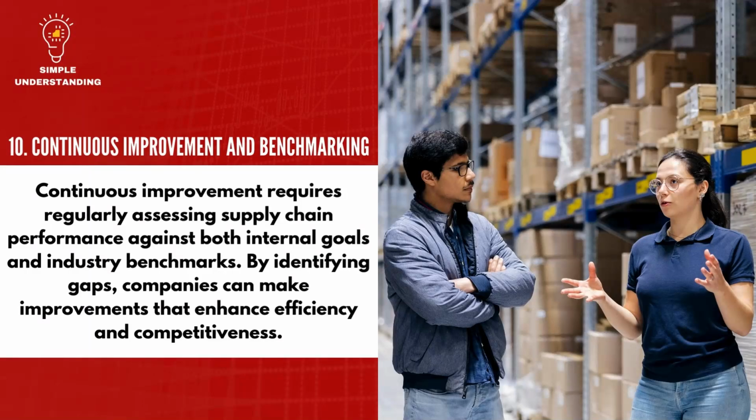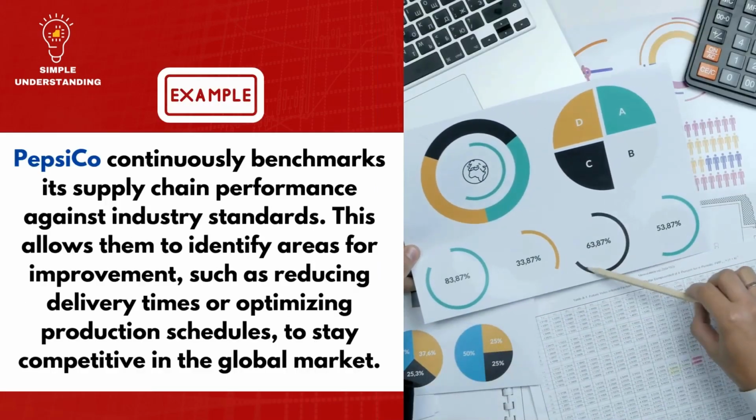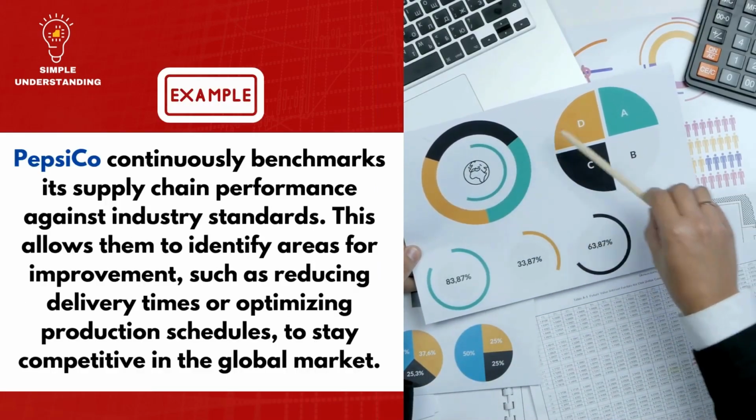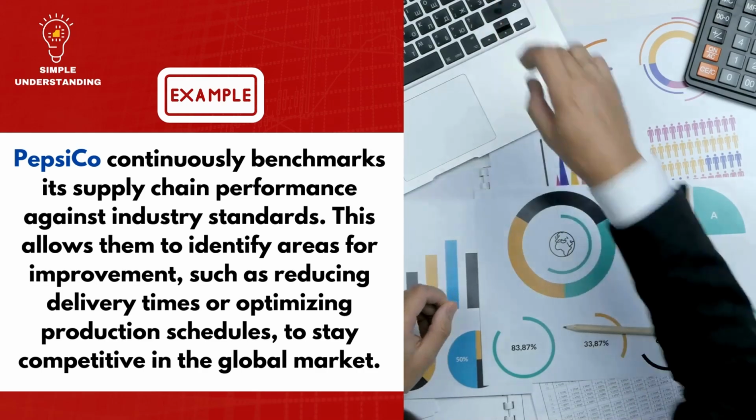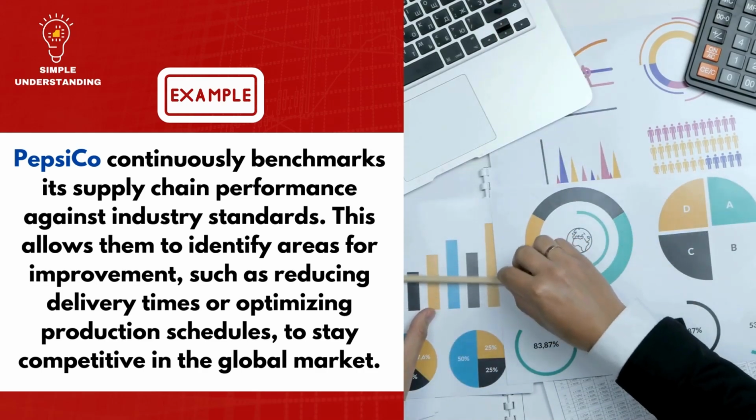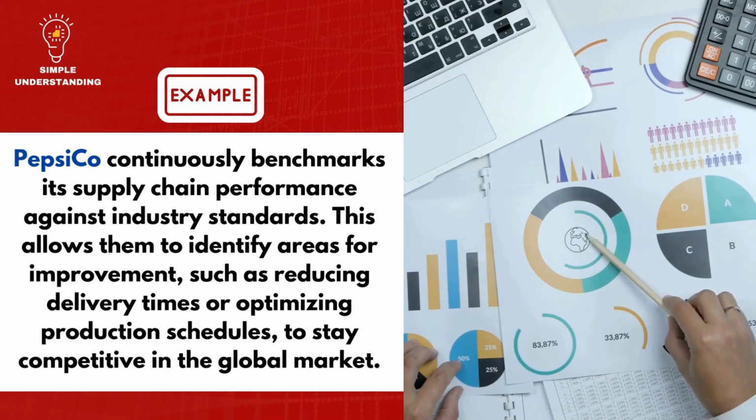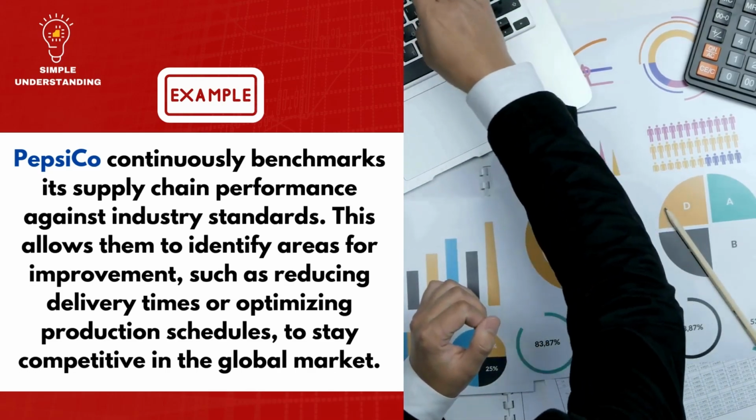10. Continuous improvement and benchmarking. Explanation. Continuous improvement requires regularly assessing supply chain performance against both internal goals and industry benchmarks. By identifying gaps, companies can make improvements that enhance efficiency and competitiveness. Example: PepsiCo continuously benchmarks its supply chain performance against industry standards. This allows them to identify areas for improvement, such as reducing delivery times or optimizing production schedules to stay competitive in the global market. Summary.